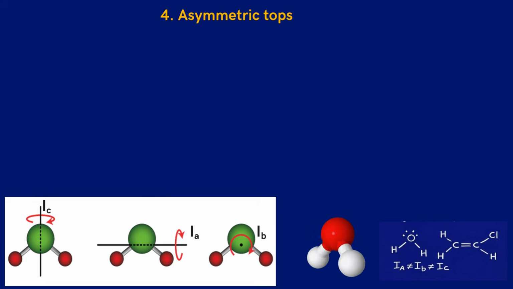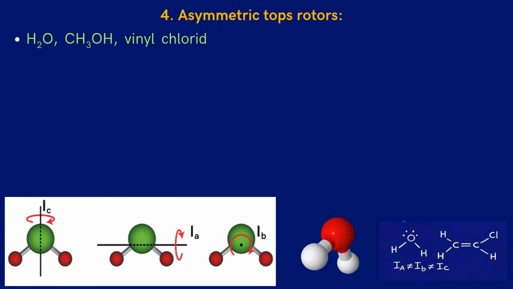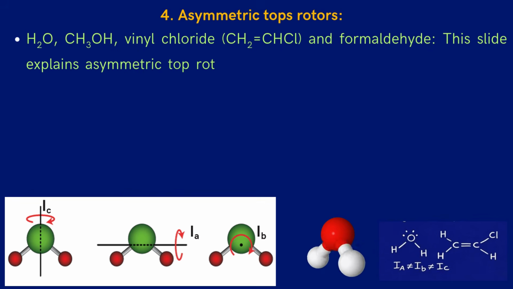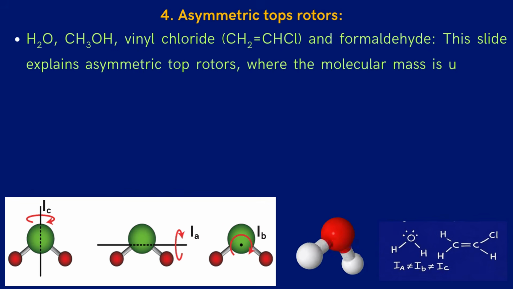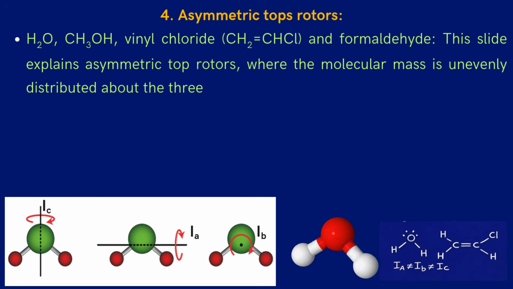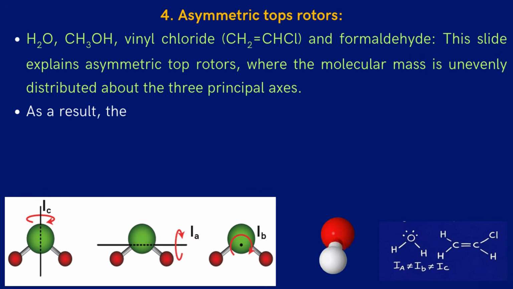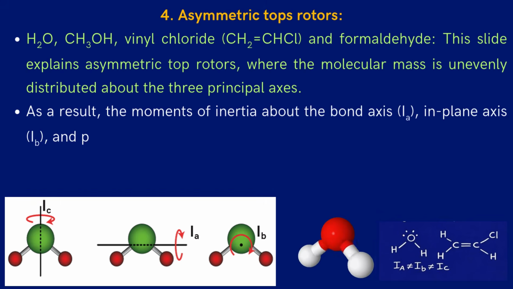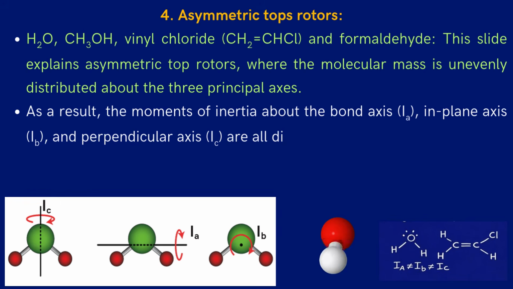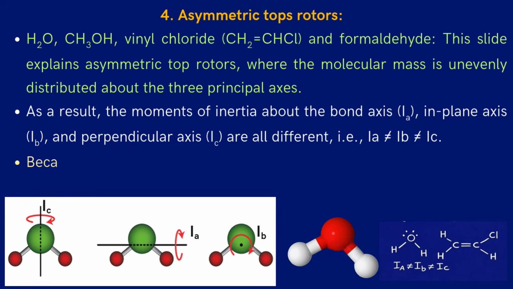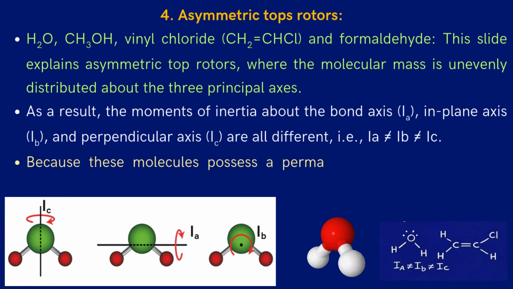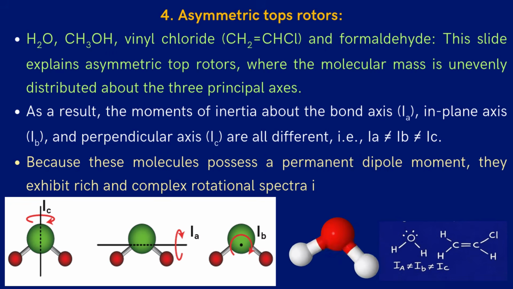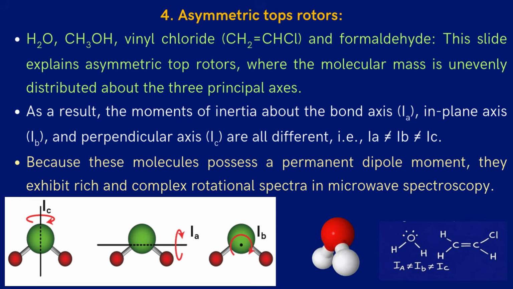The fourth one is asymmetric top rotors, and examples are water, methanol, vinyl chloride and formaldehyde. This slide explains asymmetric top rotors, where the molecular mass is unevenly distributed about the three principal axes. As a result, the moments of inertia about the bond axis, in-plane axis, and perpendicular axis are all different. That is, Ia is not equal to Ib, and not equal to Ic. Because these molecules possess a permanent dipole moment, they exhibit rich and complex rotational spectra in microwave spectroscopy.